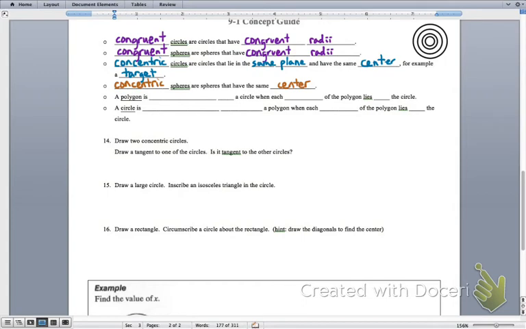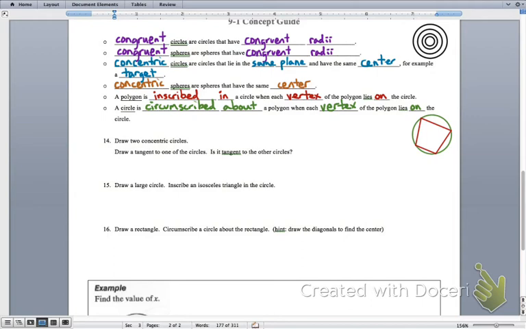Now, a polygon is inscribed in a circle when each vertex of the polygon is on the circle. We have things that are inscribed in a circle, and then we have a circle is circumscribed about a polygon. That's when each vertex of the polygon is on the circle. The picture will help with this, but the 2 phrases are: inscribed in, circumscribed about.